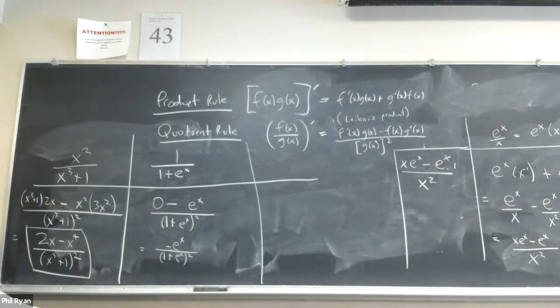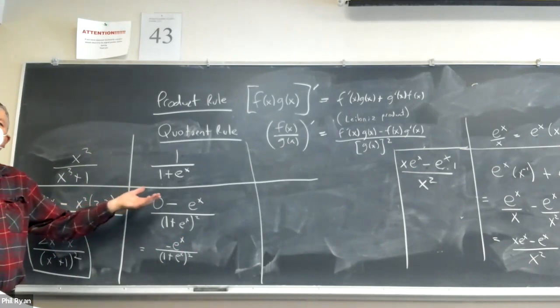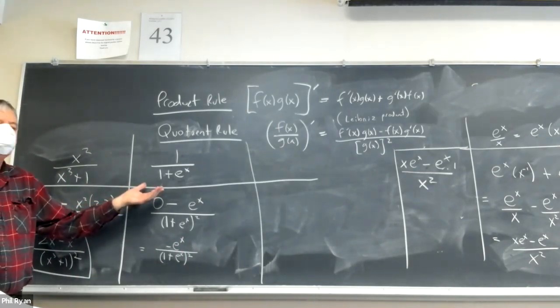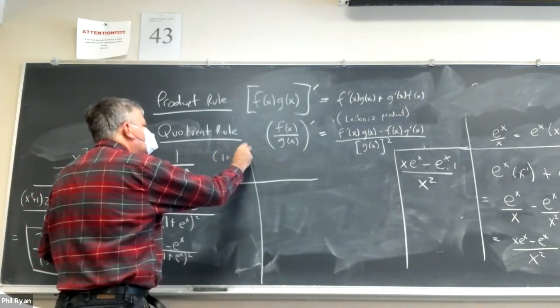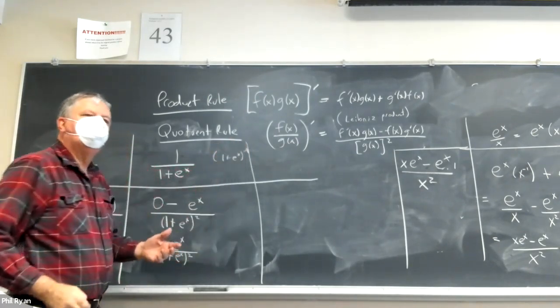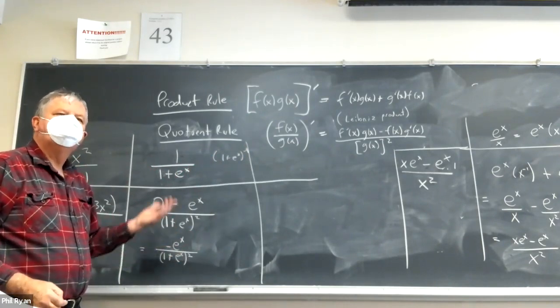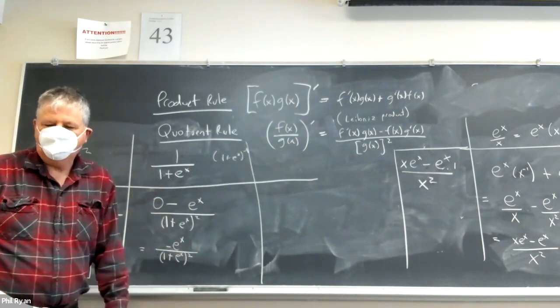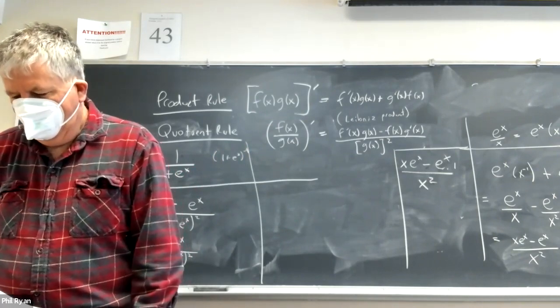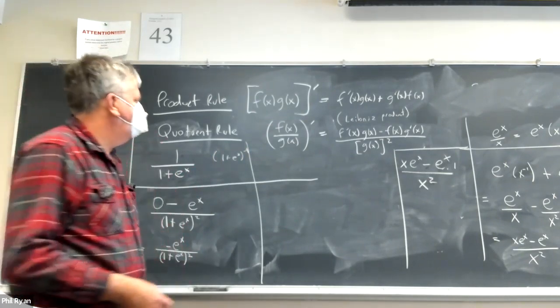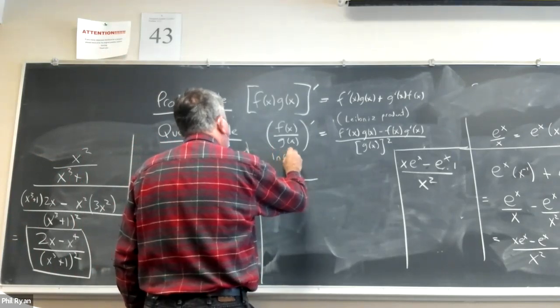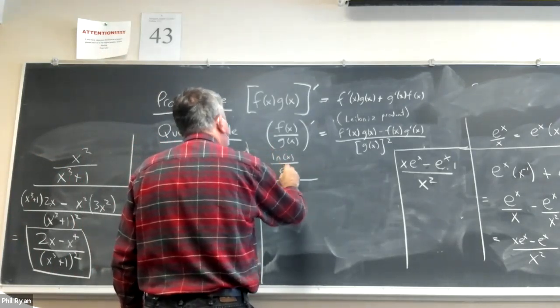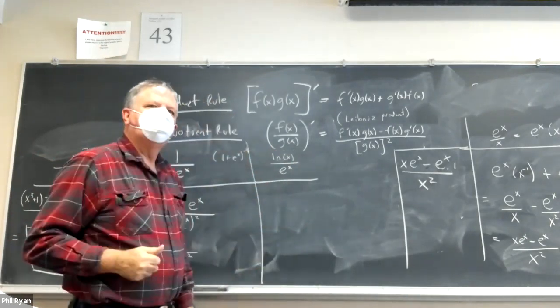This one I used the quotient rule. Again, we could have used the chain rule on this. We could have done it as 1 plus e to the x to the minus 1 and used the chain rule and we would have gotten the same thing. Ln of x divided by e to the x. So why don't you have a try at this?